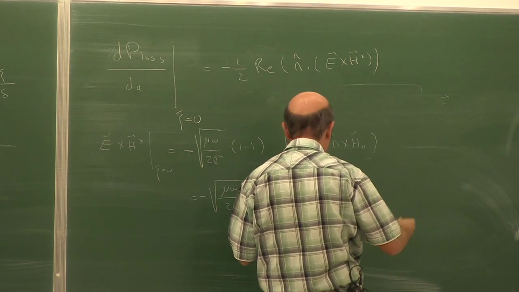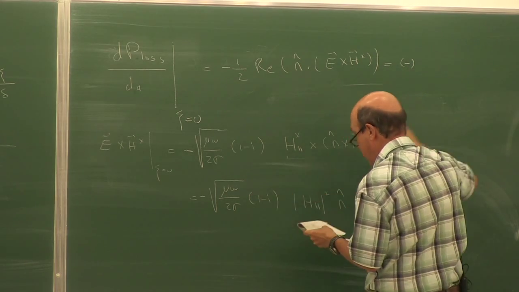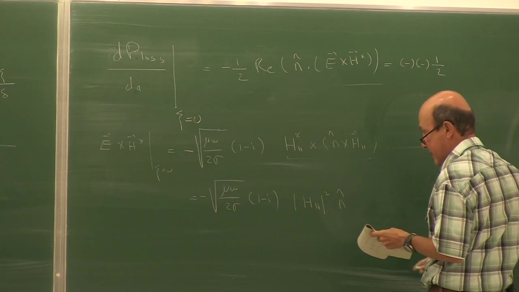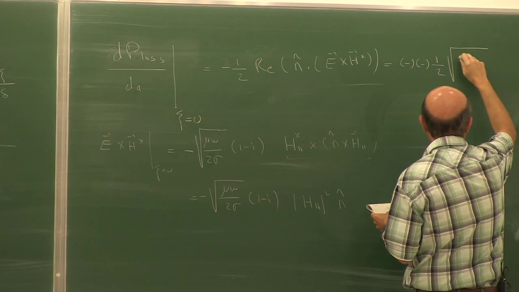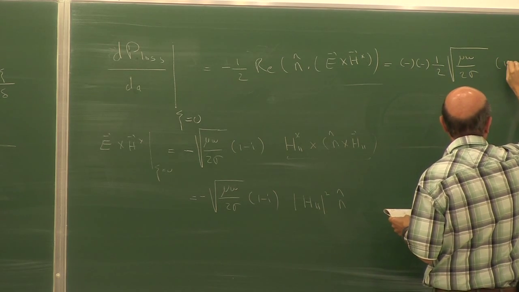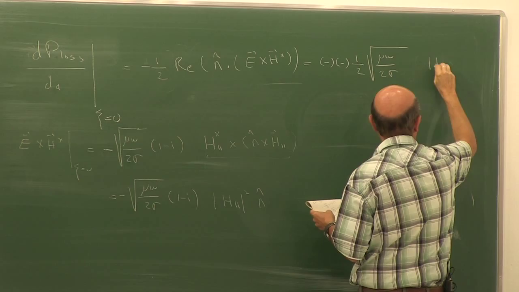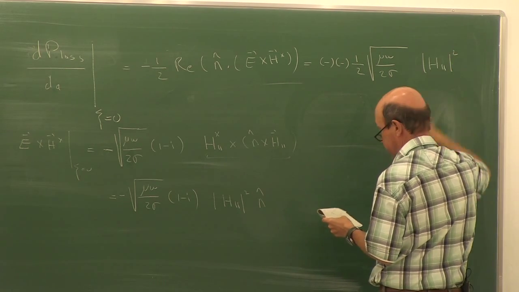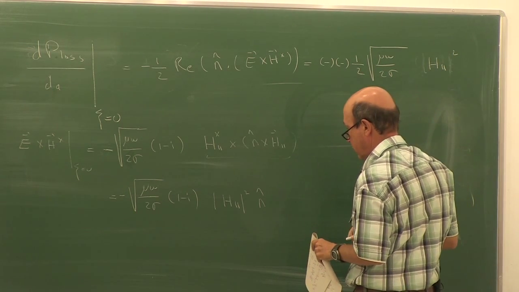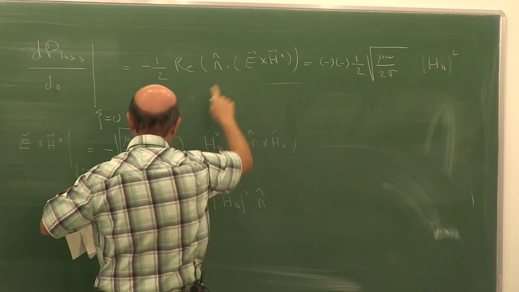All together, we obtain the following. We have a minus sign, another minus sign, and 1 over 2 for the time average, and we have the coefficient mu frequency over 2 conductivity times 1 minus i. So I should take the real part of this. The real part of this is H squared, or in your book's notation, just H squared. So when I substitute there, I take the real part of this.